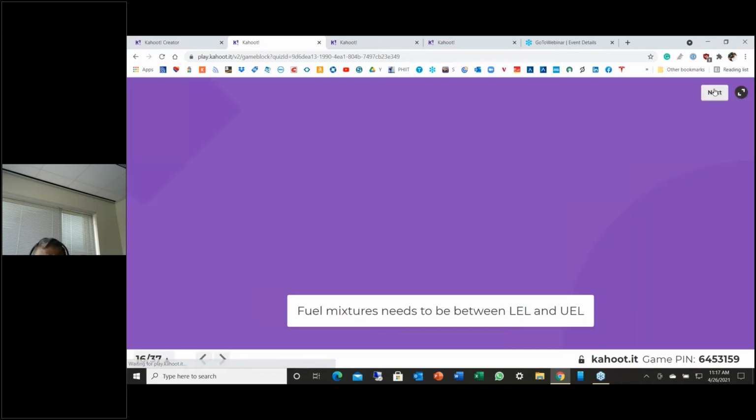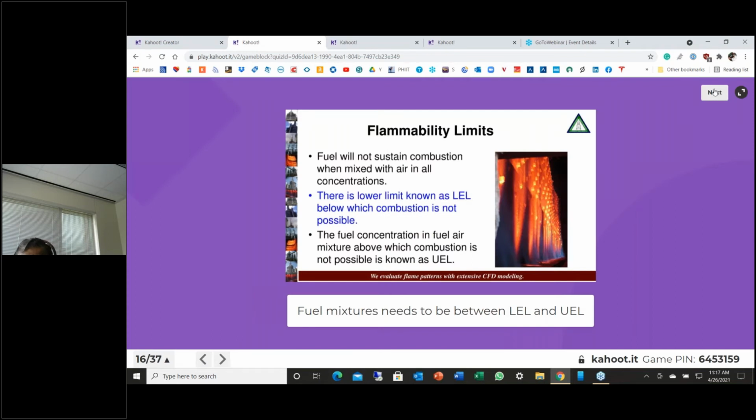So we need that. Now, another thing which we need to talk about is the flammability limits, because if you just have fuel and air, it is not necessary that they will burn.